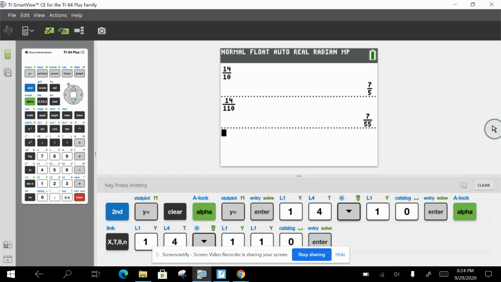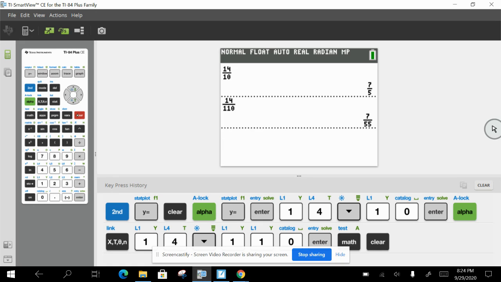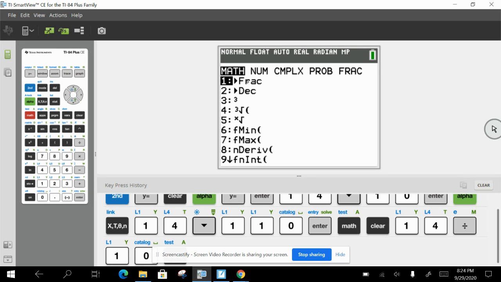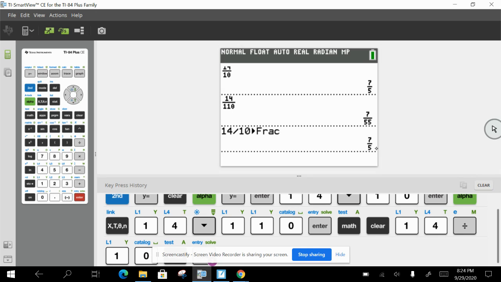So let's say you have an older calculator. Here's what you can use. You might want to write this down so you remember. Type in the original fraction, so 14 divided by 10. You'll have to use the division sign for your fraction bar. Then don't press enter. Instead, press math, and this option says convert to a fraction. It'll convert it to a reduced fraction. Then press enter one more time, and it says 7/5.